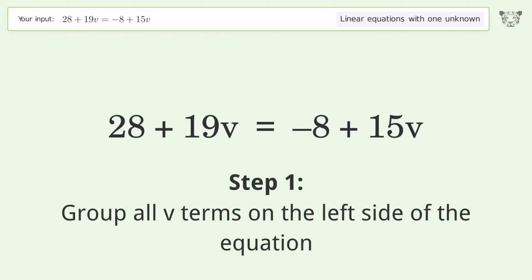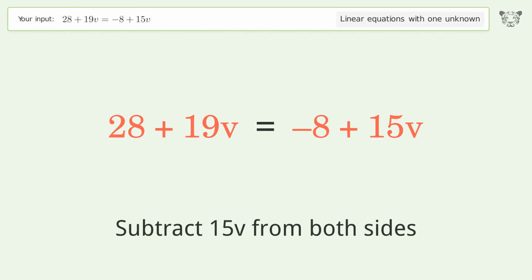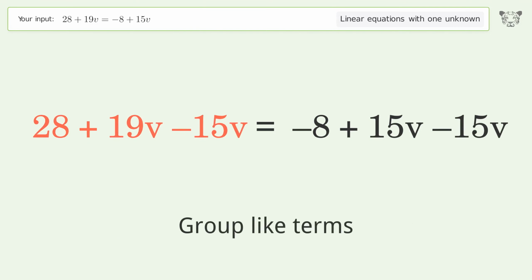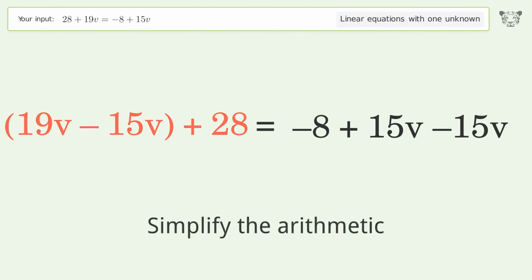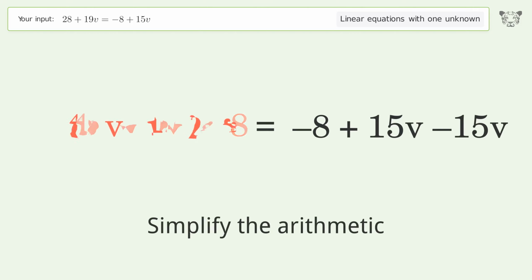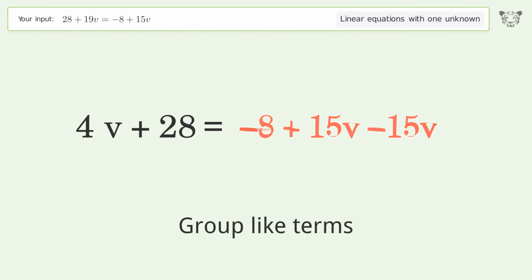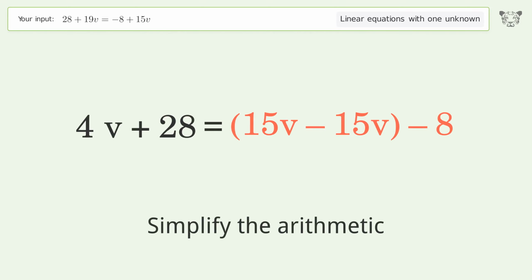Group all v terms on the left side of the equation. Subtract 15v from both sides. Group like terms. Simplify the arithmetic. Group like terms. Simplify the arithmetic.